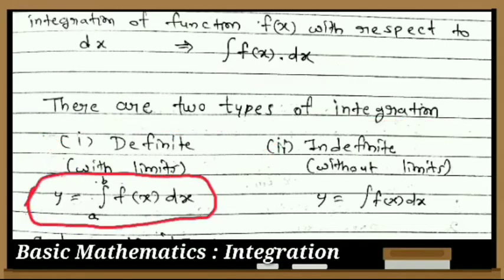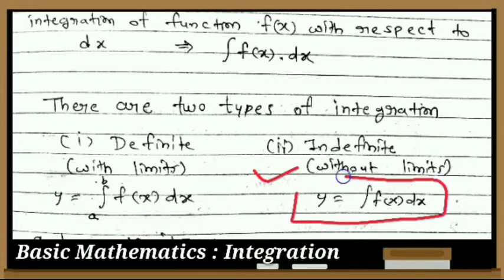Here is the formula, as you can see. In this formula there are two limits, the lower limit is a and the upper limit is b. And the result we get will be under both limits. But as you can see, in indefinite integration there is no limit. So we get the answer here without limits.